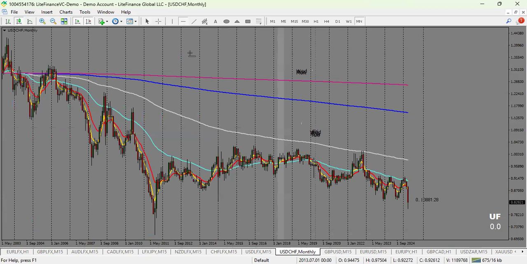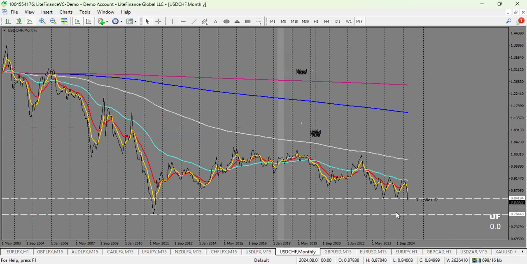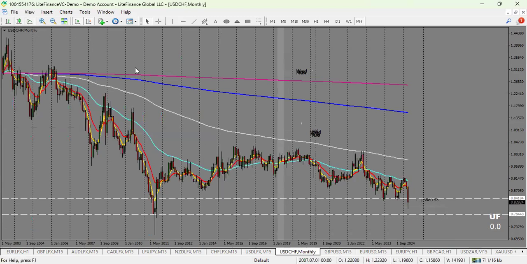So let's jump into our analysis. Let's start off with USDCHF. We are on the monthly time frame, and here is where we look at the market structure of price action. So we look at the support and resistance zones that are close to the current market price. I've used the line chart here, and the current market price is right here. We have a resistance just above it and a support below it.